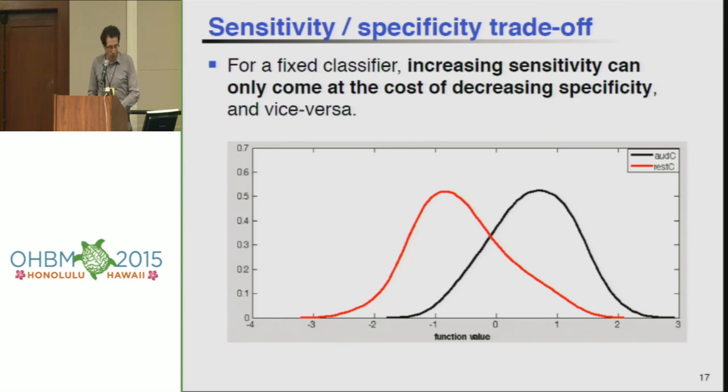Okay, and now what the SVM will do is just put a line through at 0. Whatever is below will be declared rest. Whatever is above will be declared auditory. But you see that there's quite a lot of overlap.